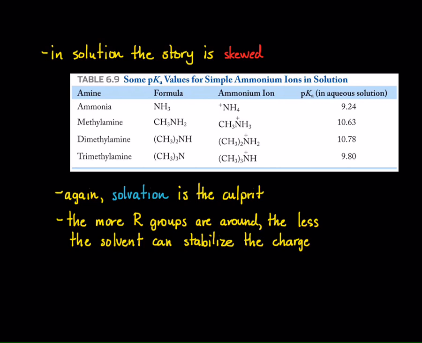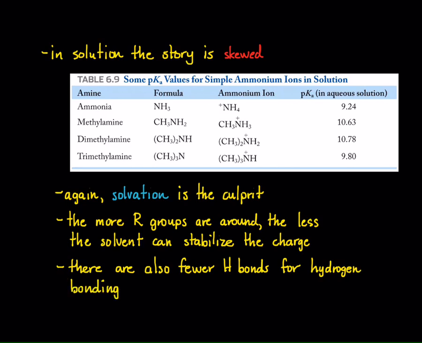We have the alkyl group certainly donating electron density to stabilize it, but on the other hand, solvent is also playing a role in terms of stabilizing it. And you notice that trimethylamine has no hydrogen bonding characteristics, and therefore there are also fewer hydrogen bonds to the solvents or to themselves. And therefore, this also tends to lower the stability. And you see that trend.